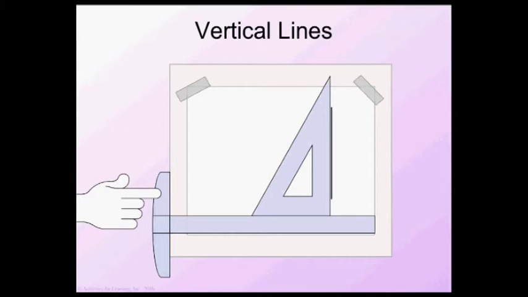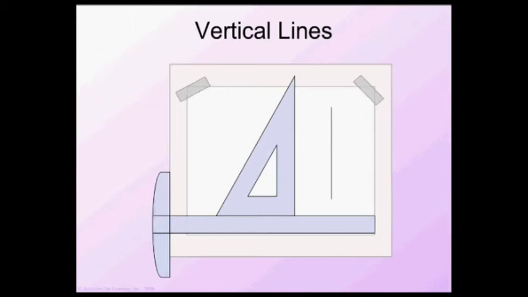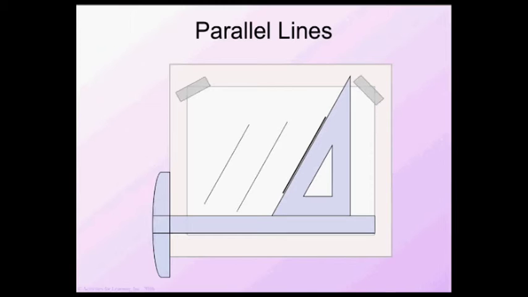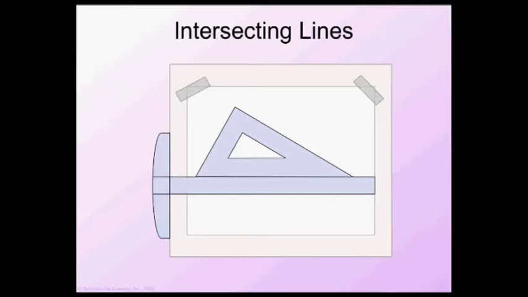Now, sometimes it helps to have a parent's hand to keep that T-square snug. In time, the children will learn how to do it. But again, sometimes it helps to have a parent just kind of help keep that T-square snug on there. So we can draw our vertical lines. We can draw parallel lines. We can turn the triangle on its hypotenuse and draw intersecting lines.